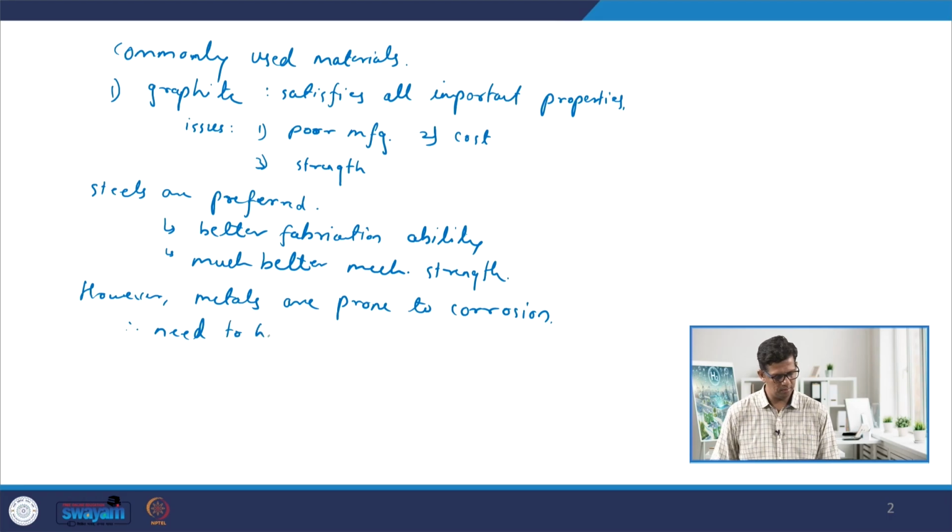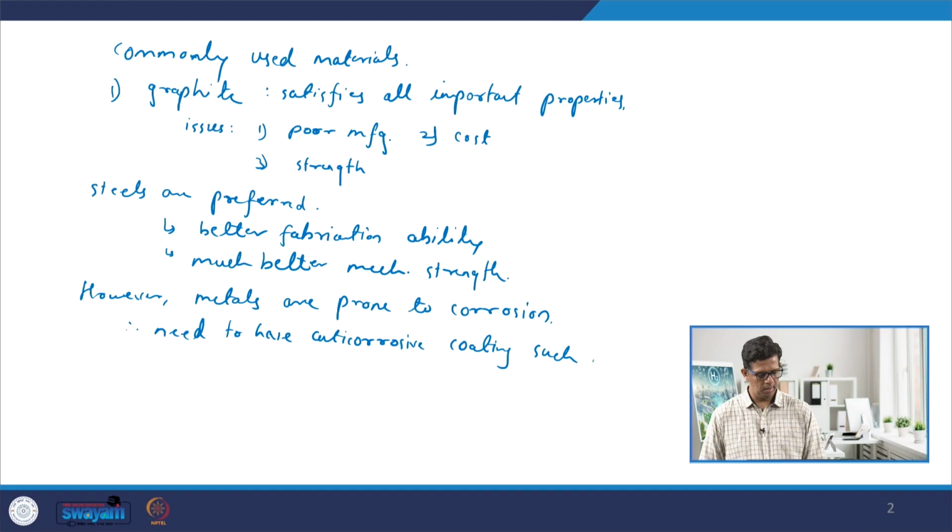So that is why we need to have anti-corrosive coatings, and we have a lot of options available. Titanium nitride is there, or chromium nitride is there, or even in the literature you can find platinum coatings or gold coatings are also being used for these anti-corrosive coatings.